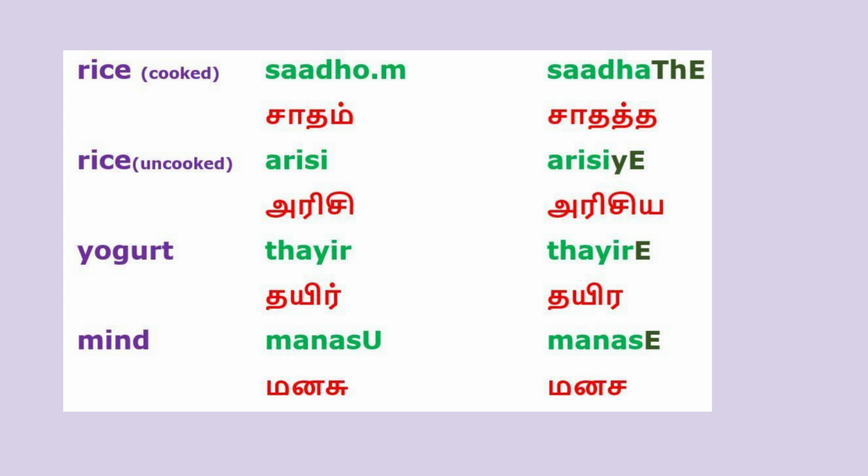The first one is rice. We're talking about cooked rice. It is sadam, sadatta. The next one is rice, arisi, that is uncooked, arisiya. Yogurt, தயிர், தயிர. Mind, மனசு, மனச.